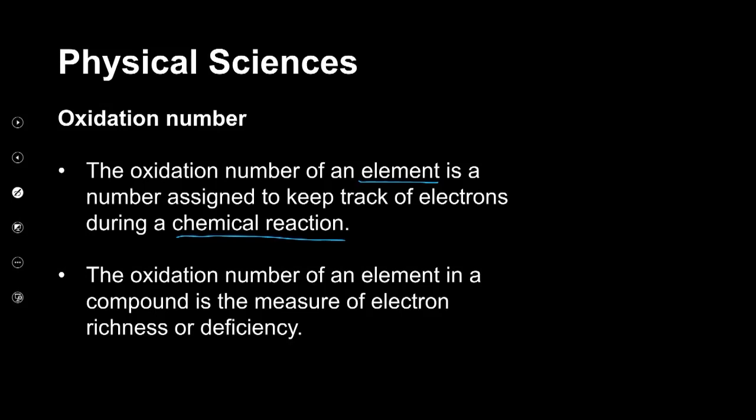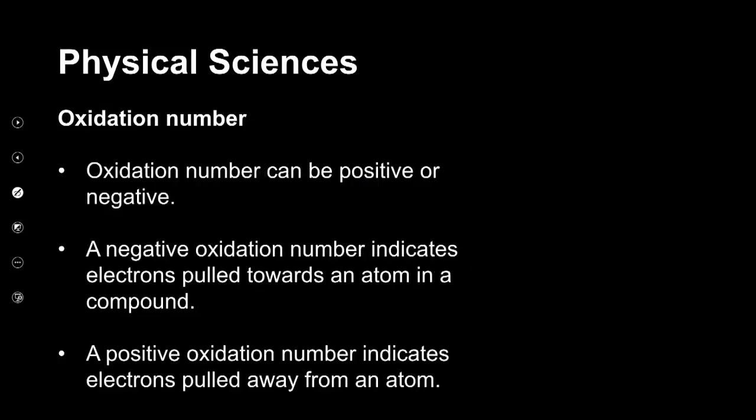Oxidation number of an element in a compound is actually the measure of the richness or deficiency. So richness, it means electrons have been gained. Deficiency, electrons have been lost, okay? So that's the understanding. And then oxidation number can either be positive or negative, right? What do we mean by that? We're saying that a negative oxidation number indicates that electrons were pulled towards an atom in a compound, okay? And then while a positive oxidation number tells us that electrons were pulled away from an atom, right?